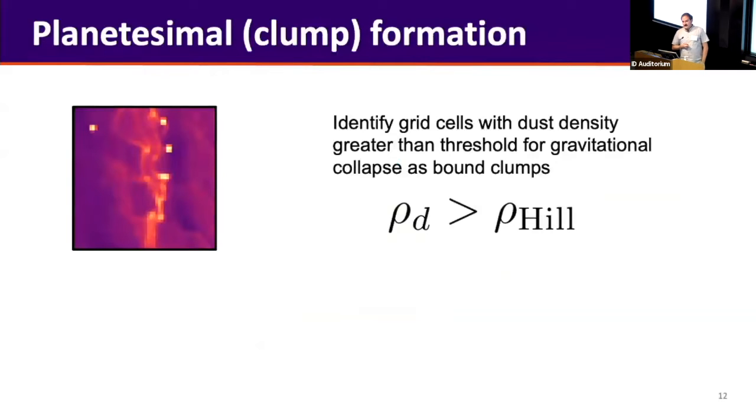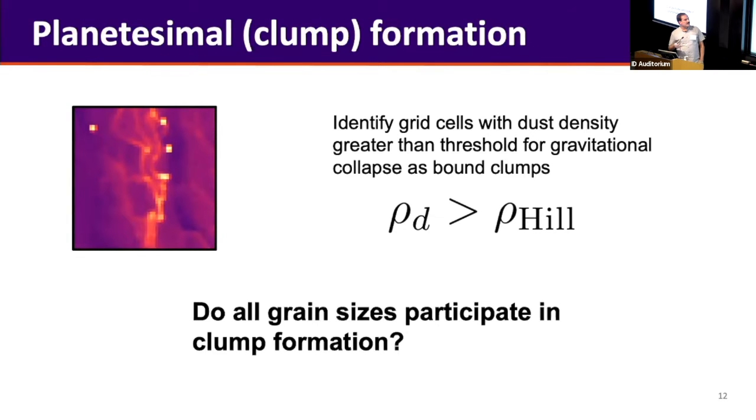So the last set of results I wanted to look at was what does this look like when we look at clumps? So do all the grains participate in clumps equally? We identify a clump with a simple density cut. So we go through our simulation grid, and any dust density that is above this Hill density here. The Hill density is the threshold against gravitational collapse, comparing the gravitational strength versus the rotational shear. Anything above that is going to be on its way to gravitational collapse, and we're just going to call that gravitationally bound. And so we collect all those cells together, call them planetesimals, and we ask, do all grain sizes participate in this process equally?